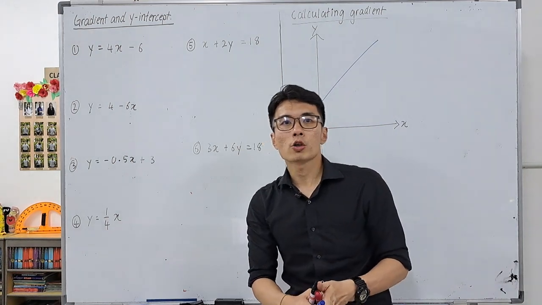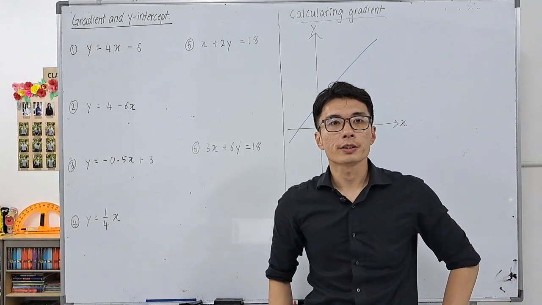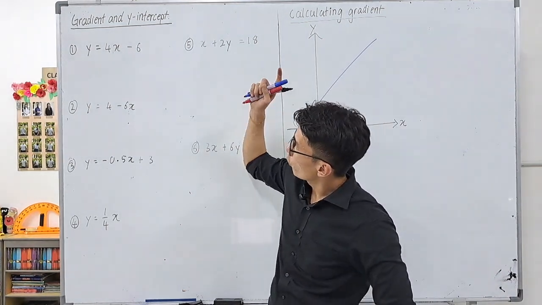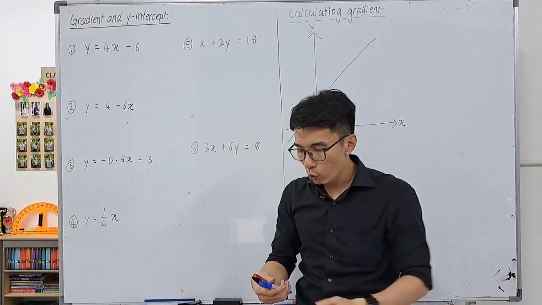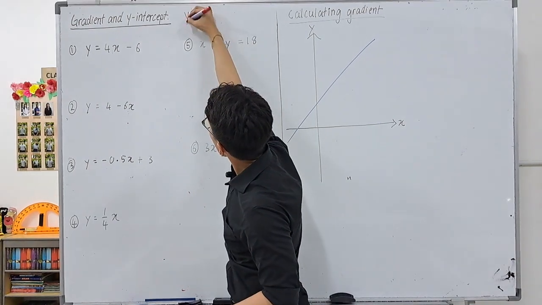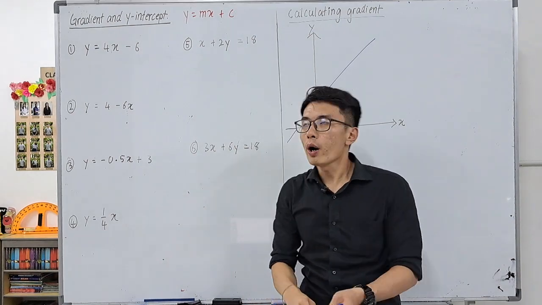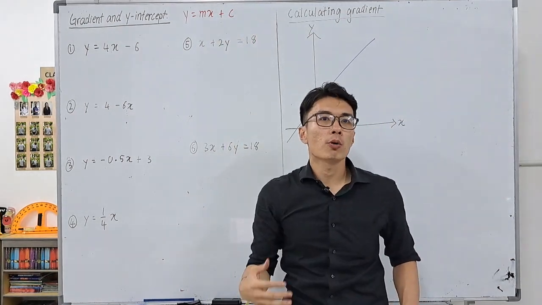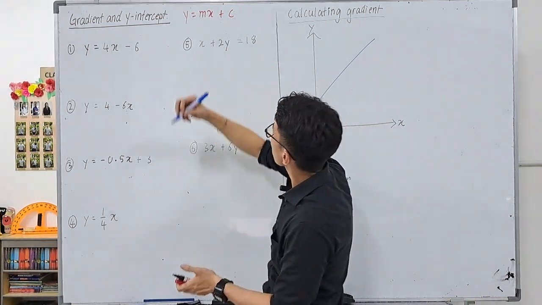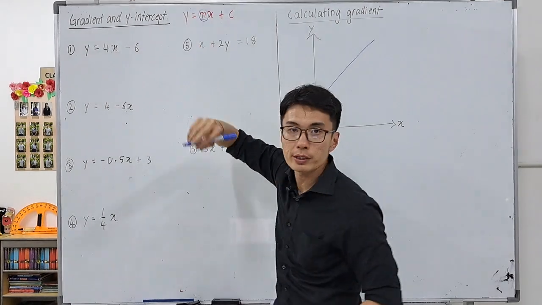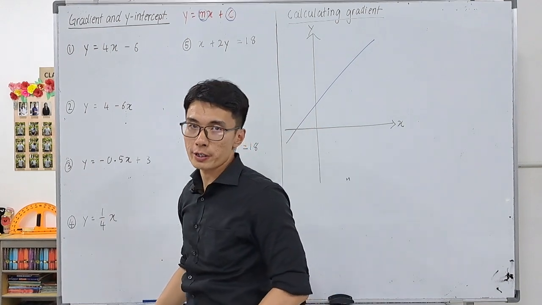Okay, so for our topic today, we are going to talk about gradient and y-intercept. Do always remember, when we are referring to a straight line, we are always dealing with this equation: y equals mx plus c. Why is this form so much more superior? Because we can get a lot of information out of it, such as the gradient. It tells me what the gradient is, and it also tells me the value of the y-intercept.